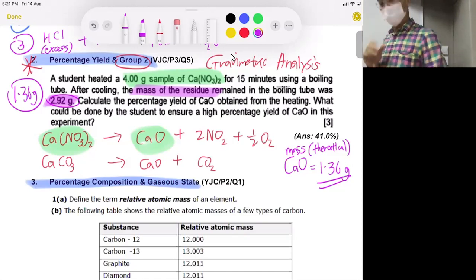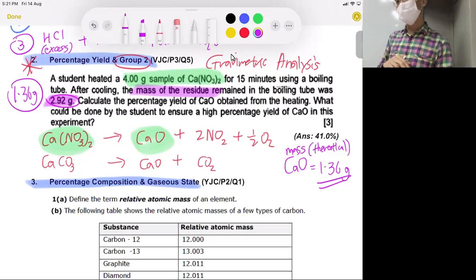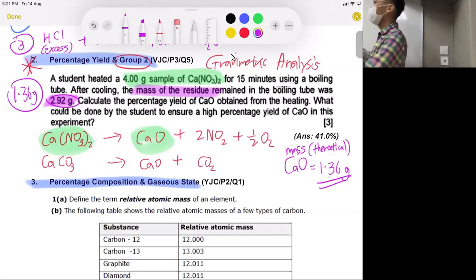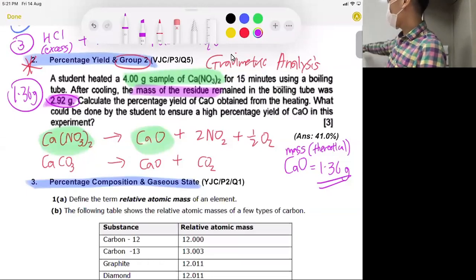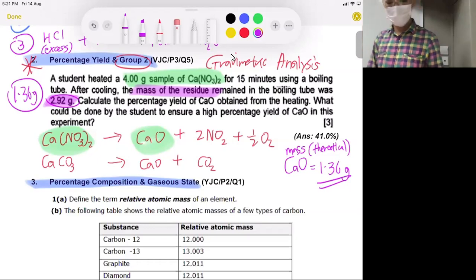This is thermal decomposition, right? So what are we asking in the third sentence? Is it like not complete? Yeah, not complete. Yes. Okay. So can you all write down, based on this theoretical mass of 1.36, we realize that the residue is more than 1.36. What does it tell me?